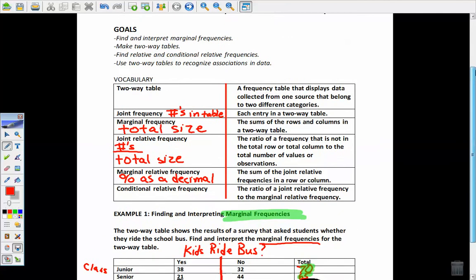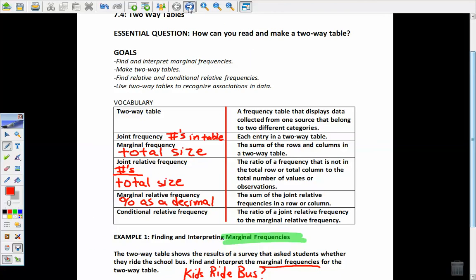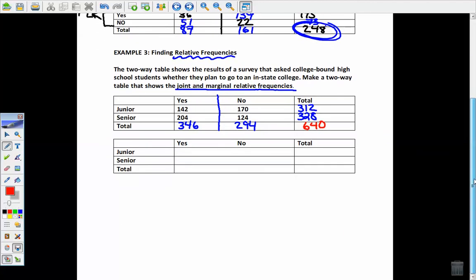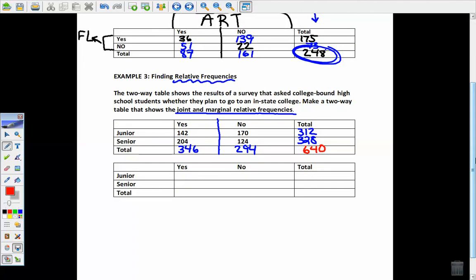Now, here's the situation. Instead of talking about just joint frequency or marginal frequency, they throw a word in here. This word, relative. Anytime they talk about relative from now on, think of relative as like a percent as a decimal. Anytime you hear the word relative, percent as a decimal. All right, Clayton's looking at me like I'm kind of goofy. You know what? Clayton's right. All right, and that's okay.